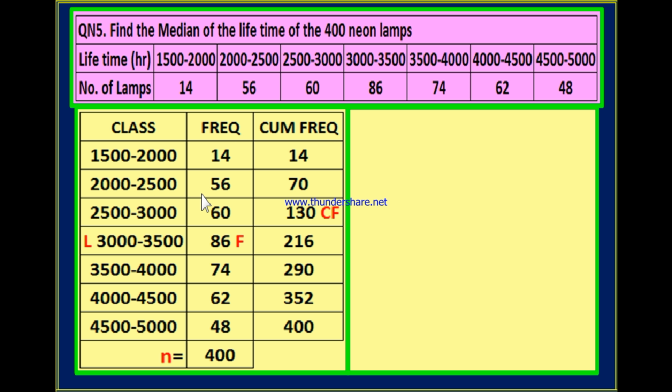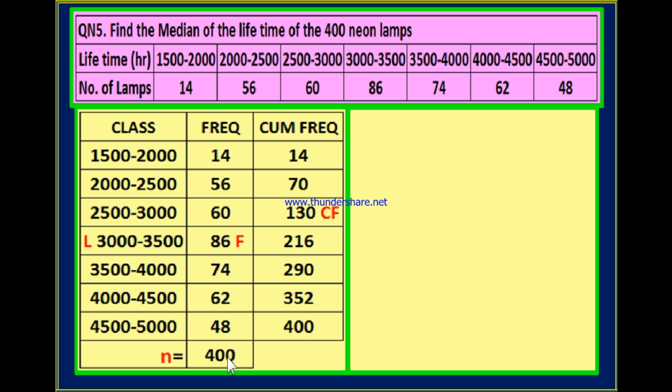Cumulative frequency of a class is nothing but the sum of the frequencies up to that class. That is, for the first class, the cumulative frequency is the frequency itself because there are no preceding classes. Therefore, 14. The next class cumulative frequency is 14 plus 56 is 70. For this class, 70 plus 60, 130. 130 plus 86, 216. 216 plus 74, 290. 290 plus 62, 352. 352 plus 48 is 400. Therefore, sum of the frequencies is 400.